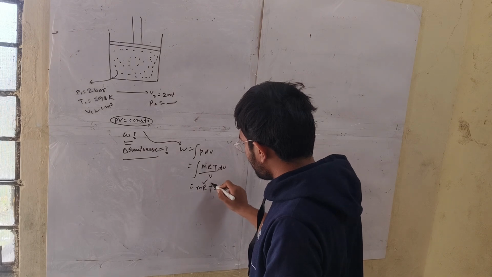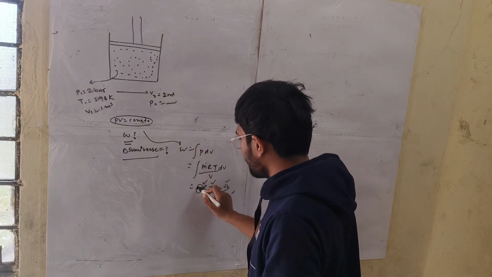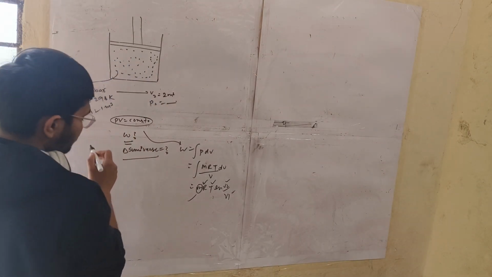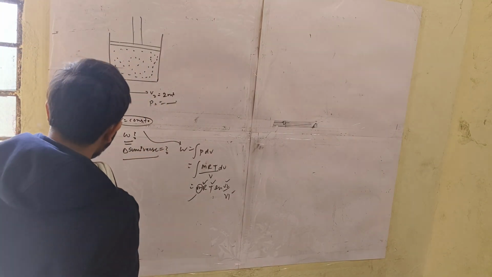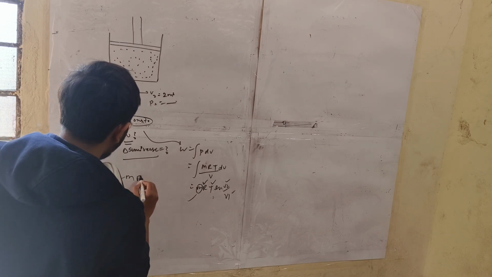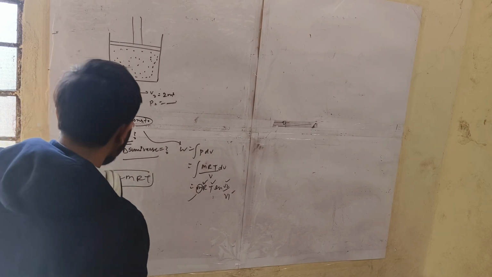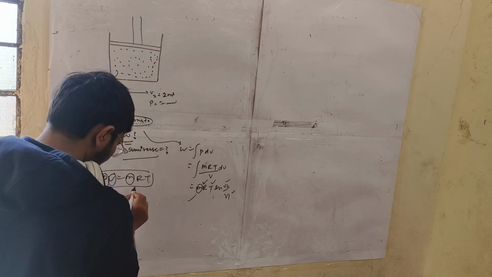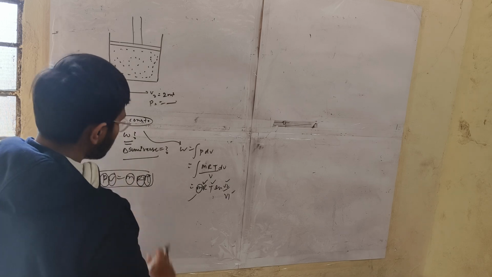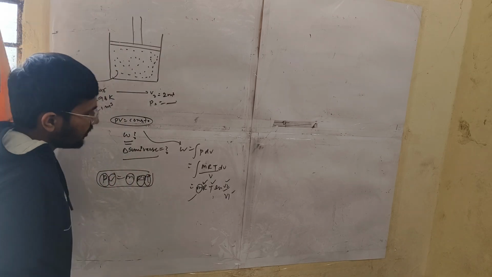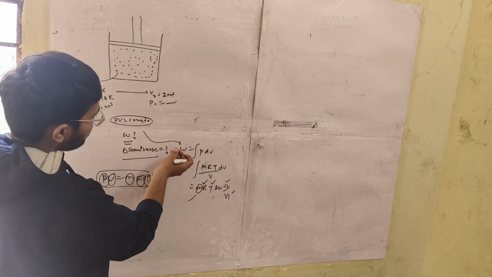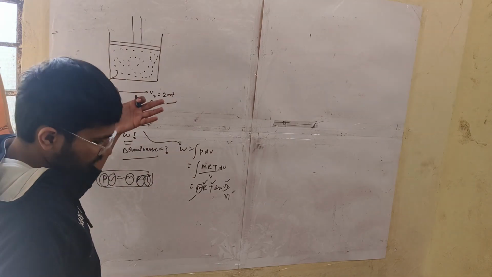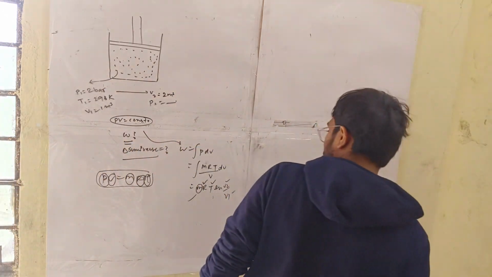Now this is given, this is given, this is given. How do you find this m? What is the mass of this system, how much nitrogen is there? Easily you can find this: PV equals mRT. Pressure is given, volume is given, R is given, T is given, so you can find m, and then how much work is done by the system on the surroundings. This is an expansion process.